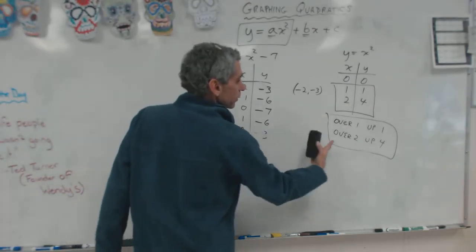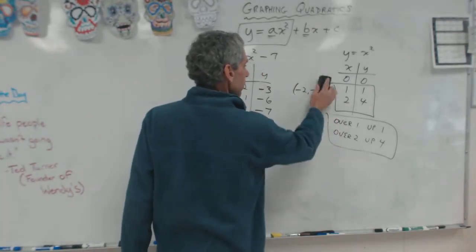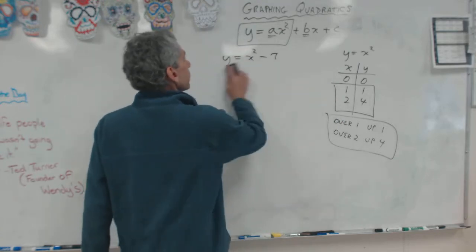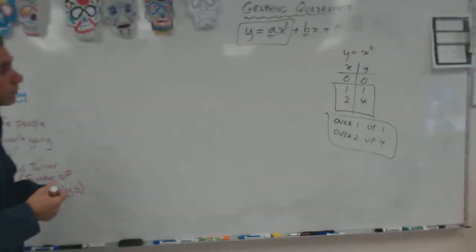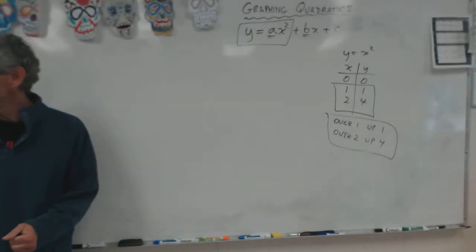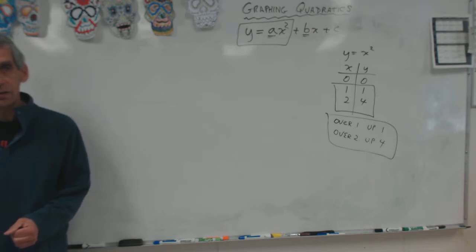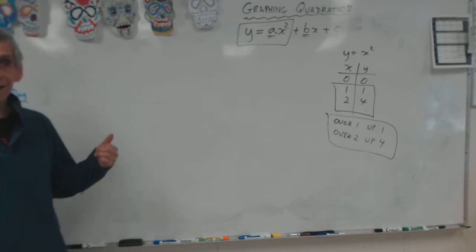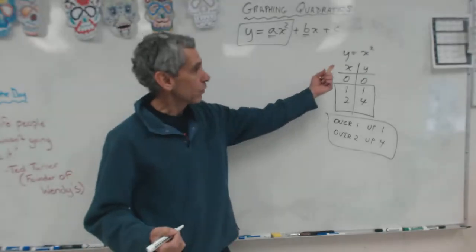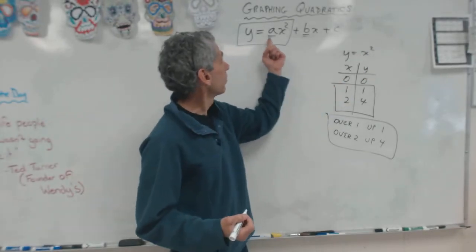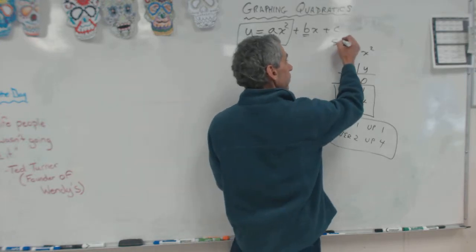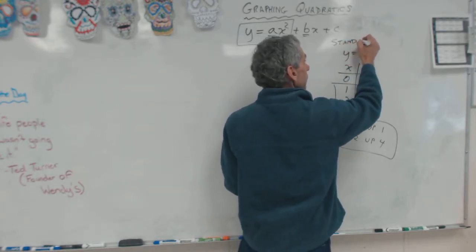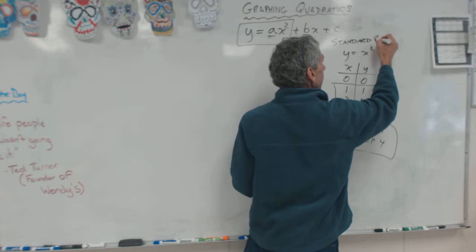Okay, so I'm going to leave that because that is our most important piece of information. So what if A does not equal 1? Right now, standard parabola guy requires A, the number in front of the x squared, to be 1. That's standard parabola guy.